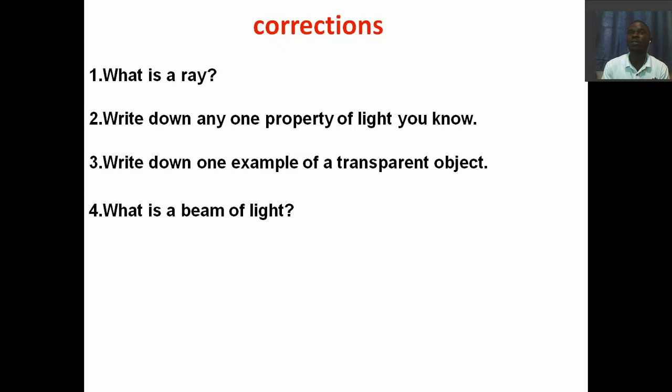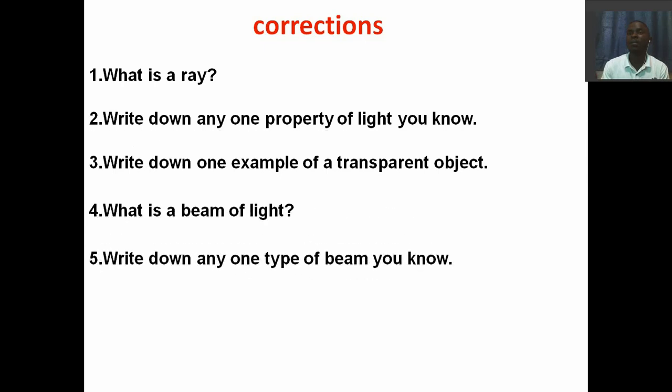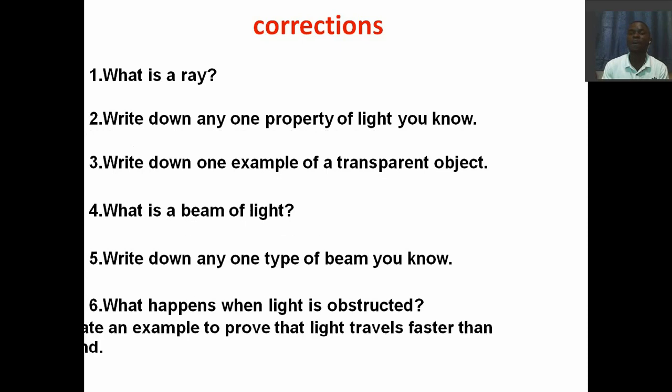Then number 4 was saying, what is a beam of light? You can say a beam of light is a group of light rays. Then number 5 was saying, write down any one type of beam you know. We have the parallel beams, we have the diverging beams, and then the converging beams. Then number 6 was saying, what happens when light is obstructed? When light is obstructed, it forms a shadow.